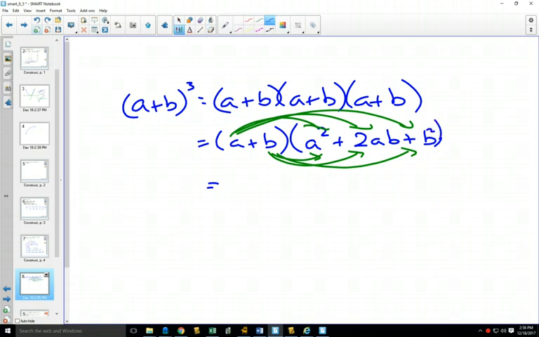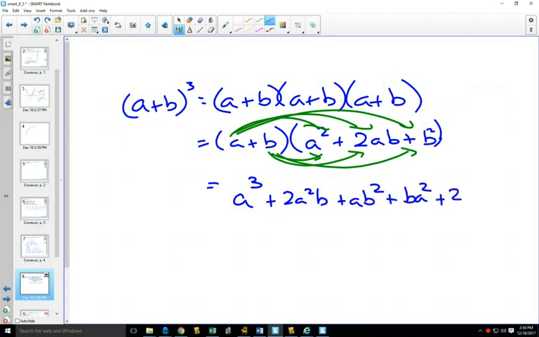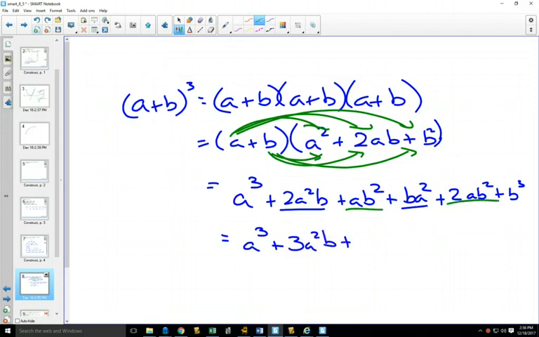Okay, and then you multiply all that through and you're going to get a cubed plus 2a squared b plus ab squared plus ba squared plus 2ab squared plus b cubed. And then you put your like terms together. And you've got an a squared b there and another a squared b there. So that'll give you 3a squared b. And you've got an ab squared there and an ab squared there. 3ab squared plus b cubed. Whew.